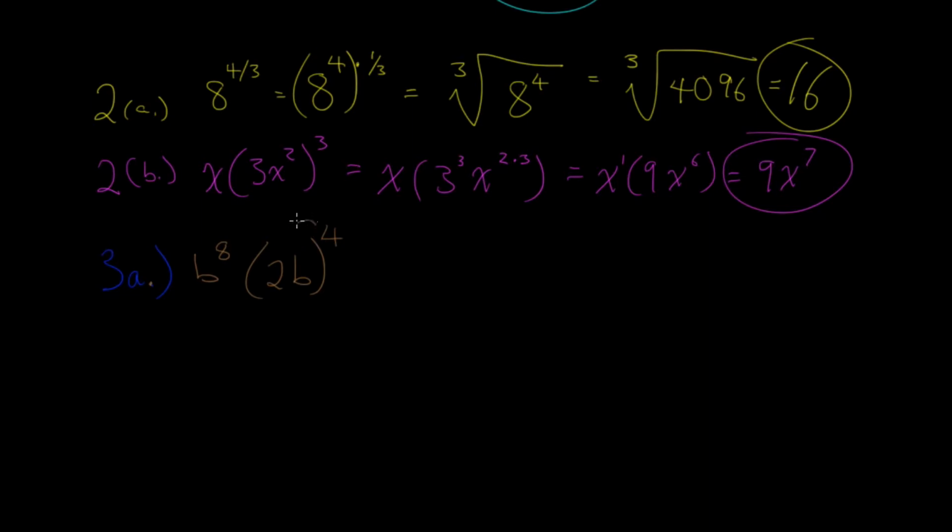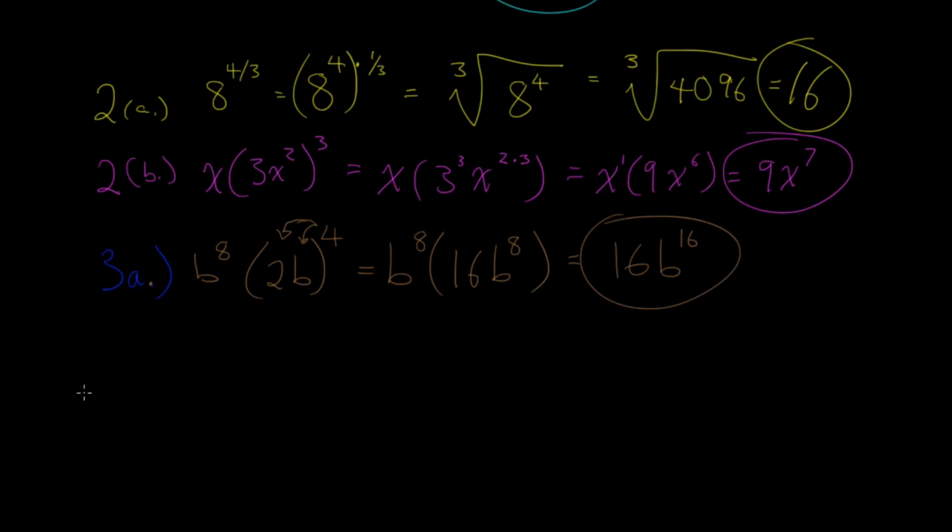Remember, we can distribute an exponent within one term, but you can't distribute it if you have subtraction and addition of terms. So 2 to the 4 is 2 times 2 times 2 times 2, so that's 4 times 4, which is 16, b to the 8. We're multiplying same bases, so we're just adding, so this is 16b to the 12. It's kind of confusing. Alright, 3b.